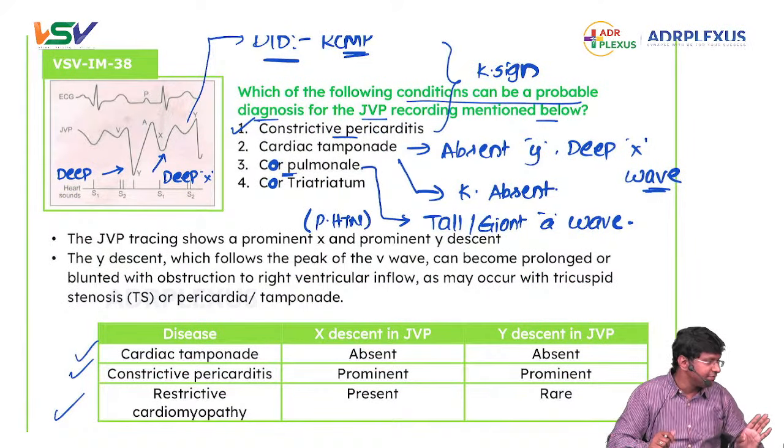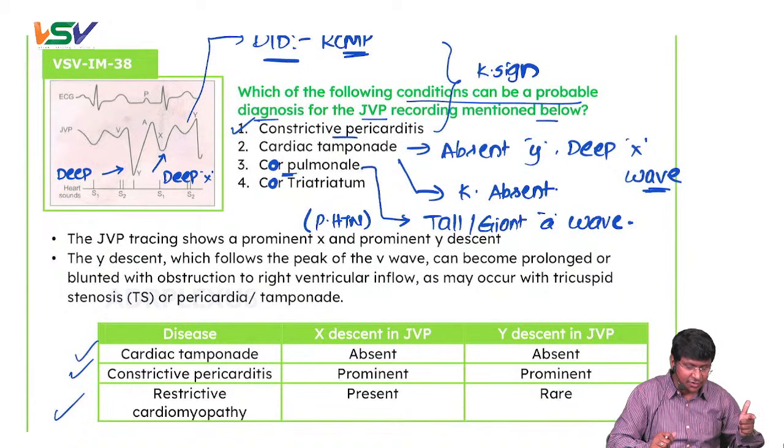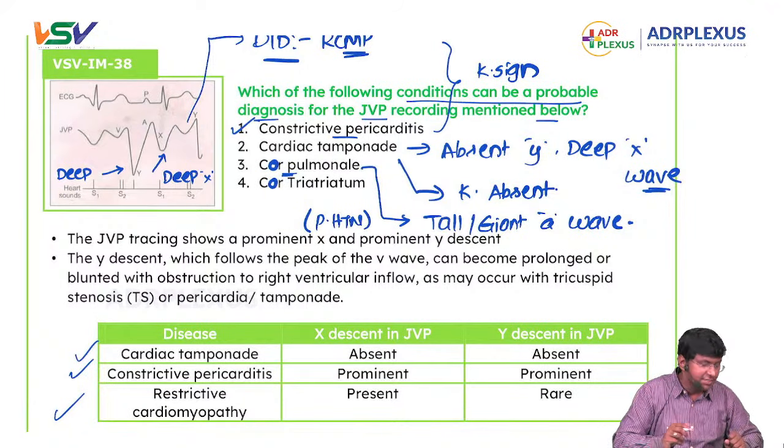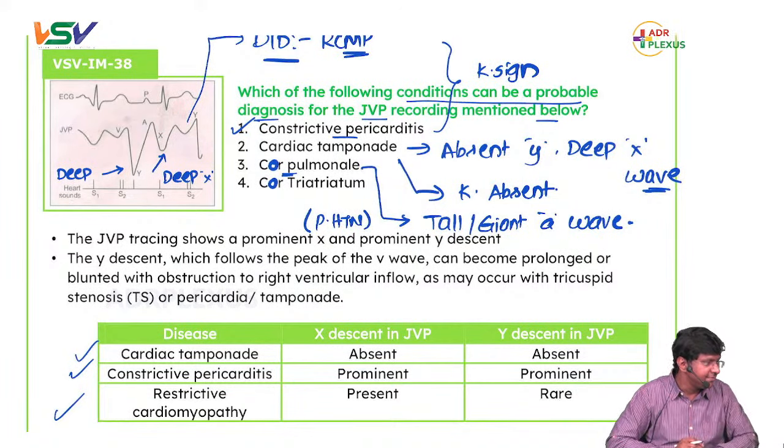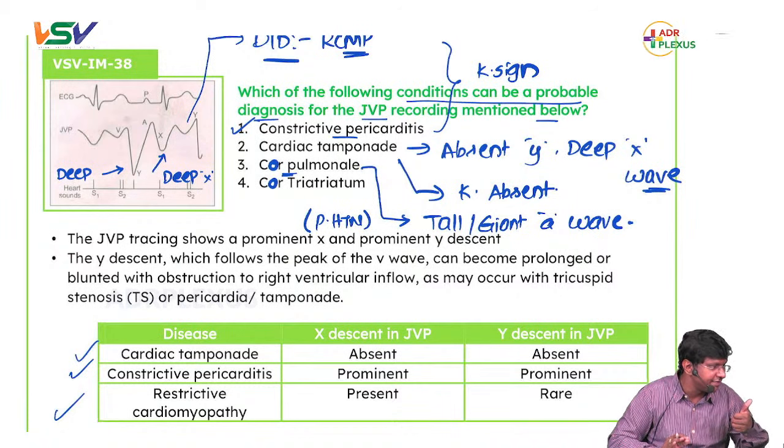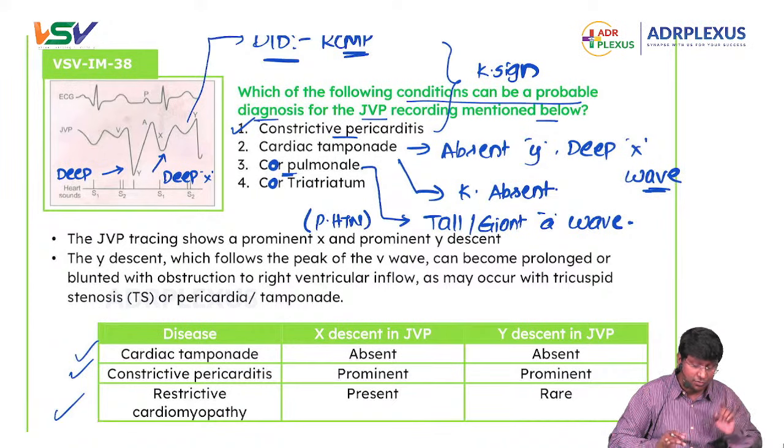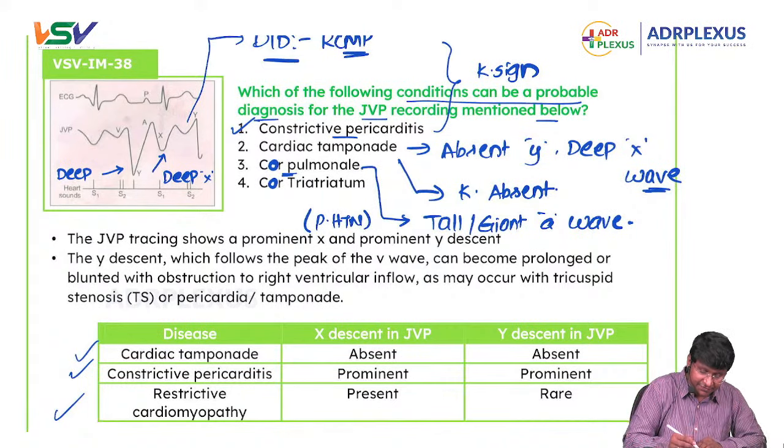Absent A wave you people already said, giant A wave you said, Cannon A wave you said. Then the X wave. Tell me, what is the condition where the X wave is absent or reversed? Very good, Kavin Raj, that is tricuspid regurgitation, where you will have absent X wave. And what are the conditions where you will have a deep X wave?